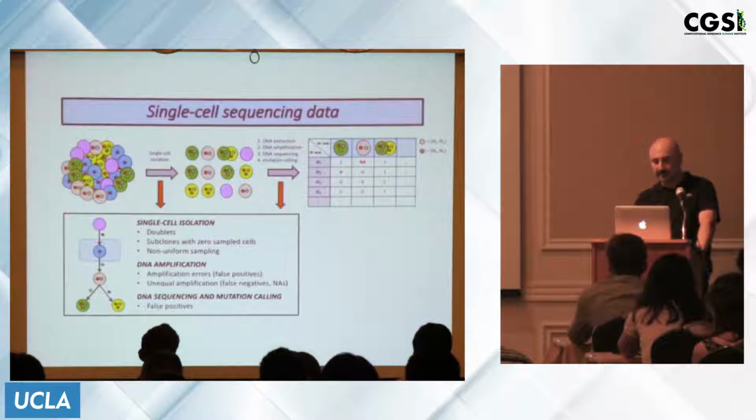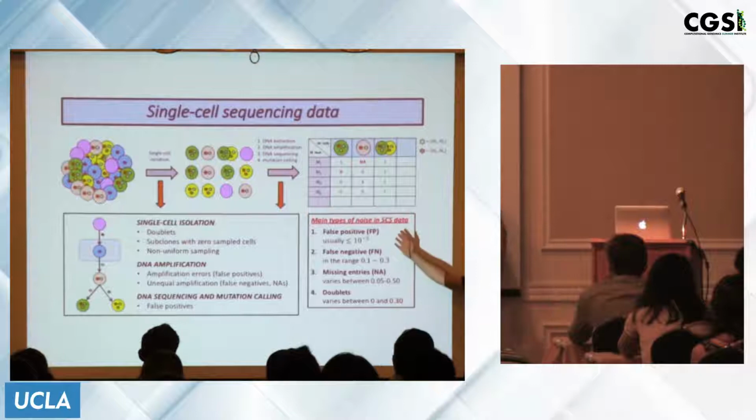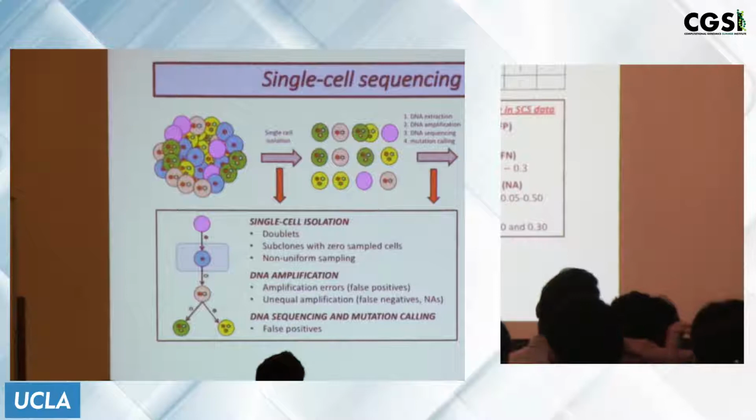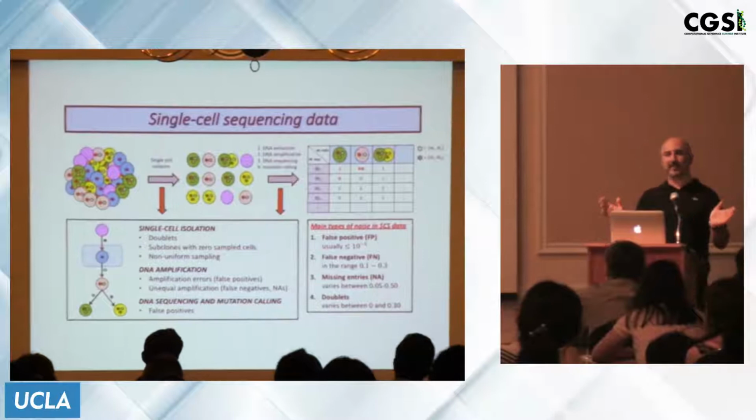And overall, these are the ranges of errors. For false positives, we are talking about less than 10 to the power of minus 5. False negatives, up to 30%. Missing entries, it could be up to 50%. It's not as bad as false negatives, but it's still a problem. And doublets, it can be, again, up to 30%, although it's diminishing. So that is the data that we are dealing with. Obviously, with such high error rates, we have to be pretty careful in our analysis.